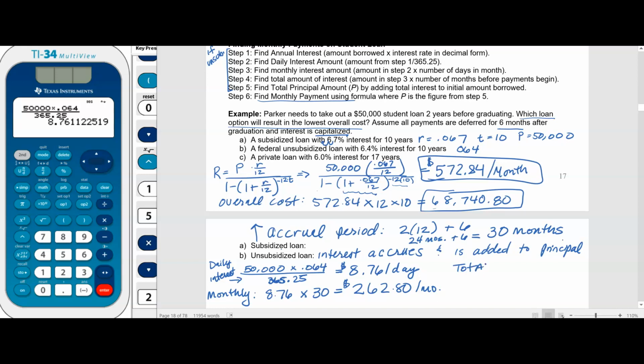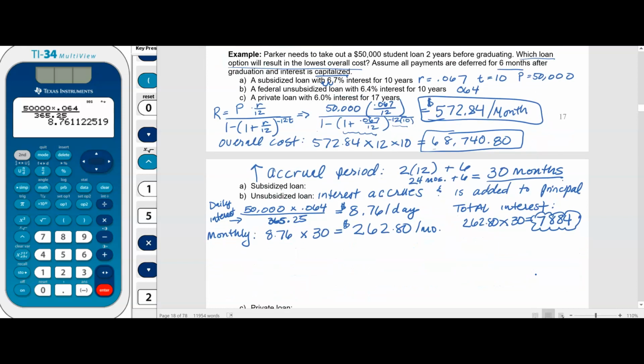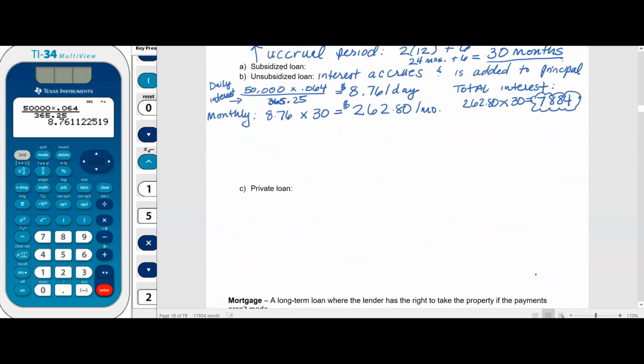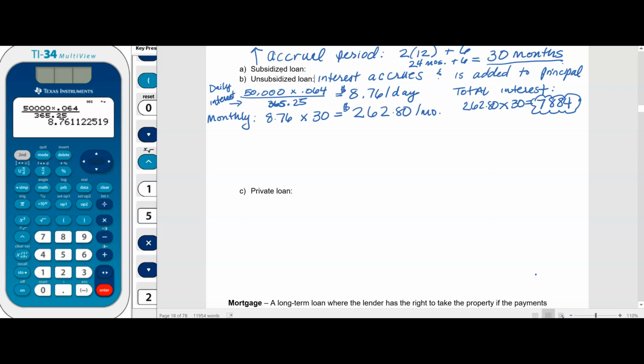And then we're going to find the total amount of interest accrued. So total interest that accrues is, whoops, not 268, 262.80 times the number of months, which we calculated up here. So there's 30 months while the student is in school, and that amounts to $7,884. So that's the total interest that accrues before the student starts making payments. So what we need to do is add that to the principal.